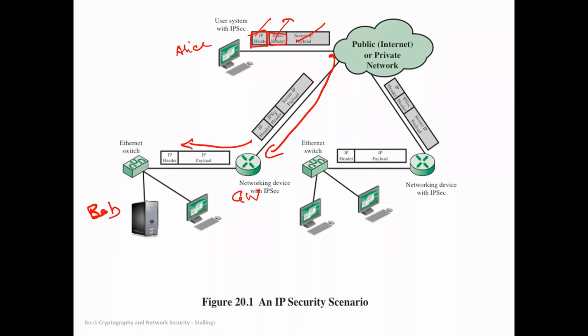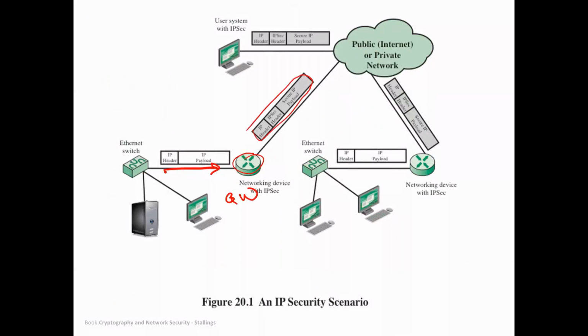Similarly, if Bob's machine cannot create an IPsec packet, it will give just a plain IP packet to the gateway. The gateway will encapsulate it inside another packet and send it. And at the receiving end, the same thing will happen. The gateway will remove this, decrypt it, do the authentication check, and create the normal packet that was here, and that packet can go to the destination. All right.